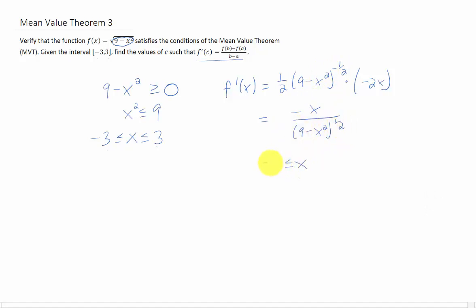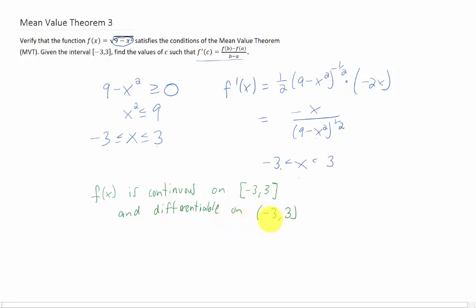So we might think that our domain of our derivative here is all x values between -3 and 3. However, this square root is now in the denominator, meaning it can't equal 0. And this term will equal 0 when x is 3 or -3. So we have to remove 3 and -3 from the interval. Fortunately, the mean value theorem only requires that our function be differentiable on the open interval given. So this is an open interval. So this is actually okay. This is just barely okay. It barely satisfies the conditions of the mean value theorem. Our function is continuous on the closed interval -3 to 3 and differentiable on the open interval -3 to 3.